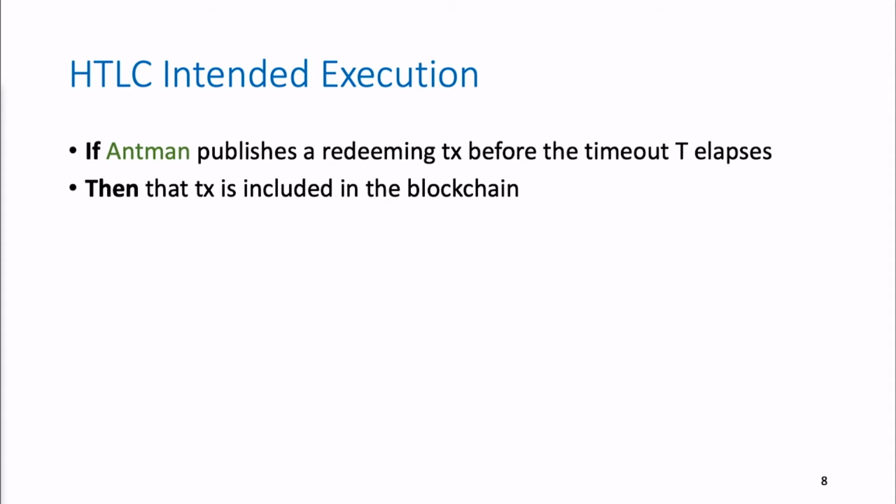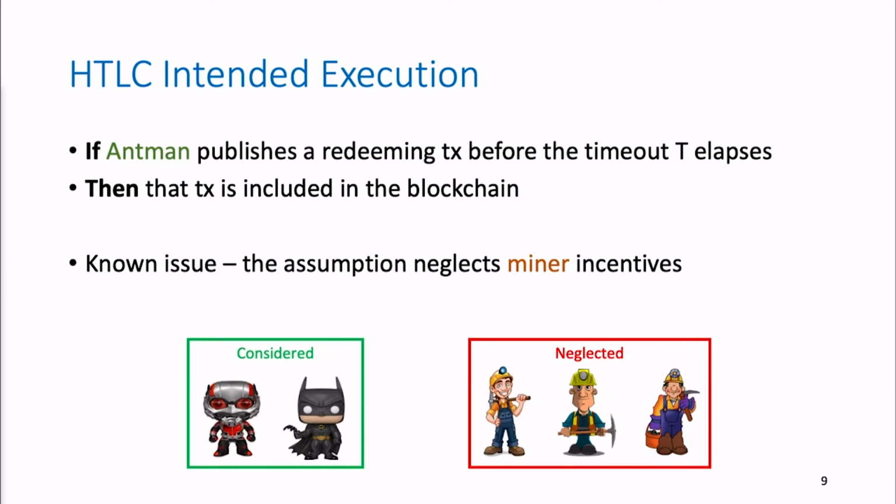When systems use HTLC, they make an implicit assumption that if Ant-Man publishes the redeeming transaction with the pre-image before the timeout, then that transaction is indeed included in the blockchain by the miners. This is used in all the systems that I'm aware of that use HTLC. And supposedly, the timeout is long enough for that to happen. But there's an issue here. This assumption neglects the miners' incentives. The miners are those who pick which transaction is included, and this doesn't address this at all.